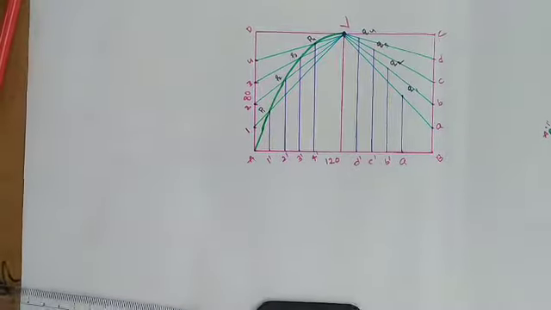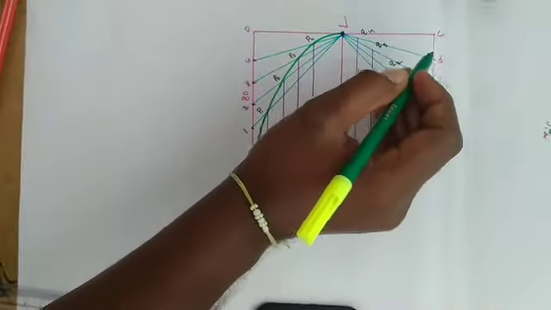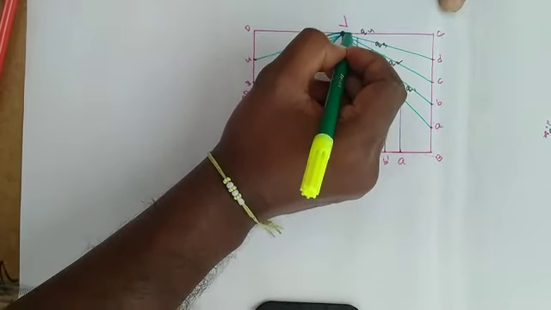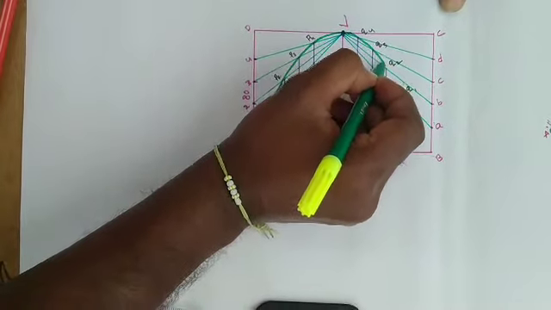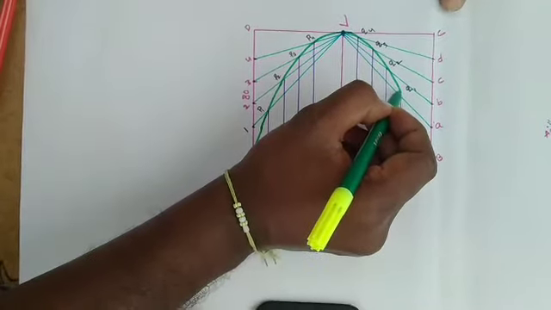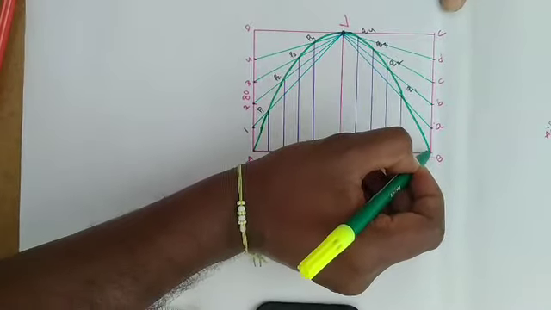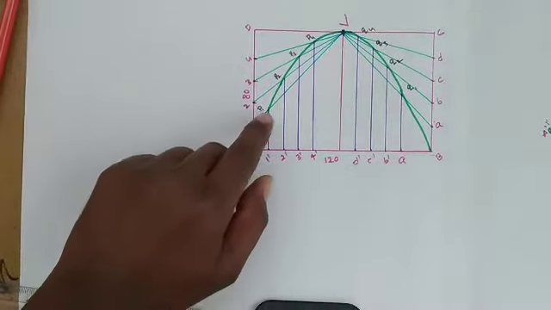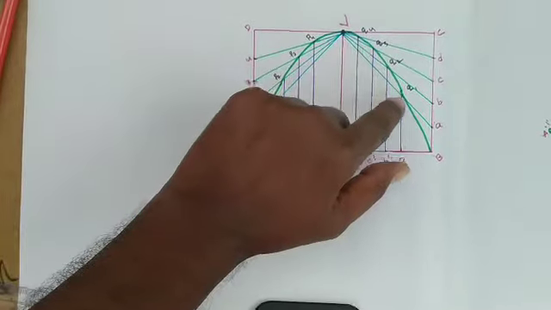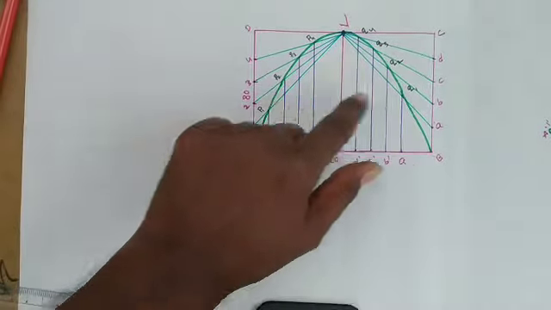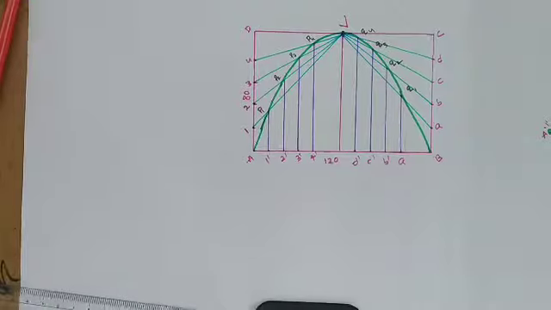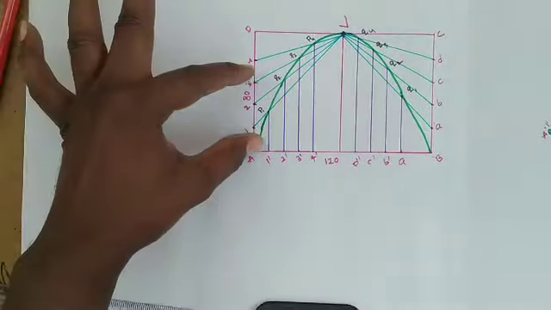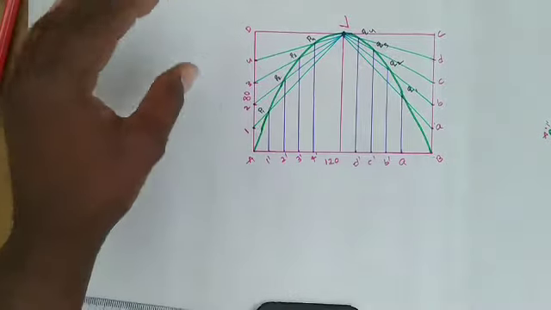Next, draw a curve from the vertex through Q4, Q3, Q2 and Q1 up to B. Observe carefully: you have to draw a curve through the intersection points on this side also. This green curve is nothing but your parabola in the rectangular method.